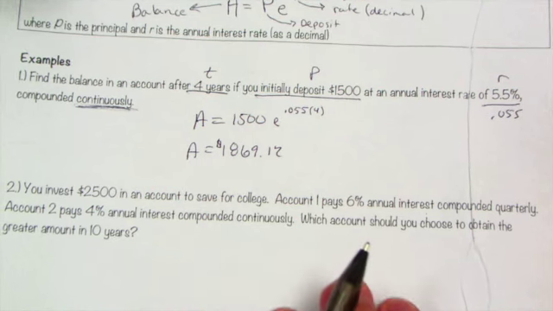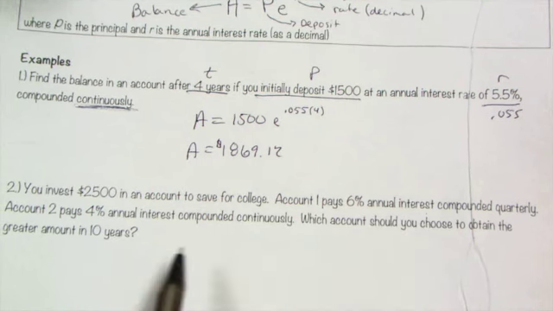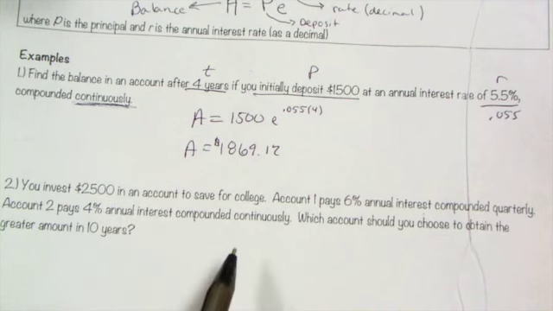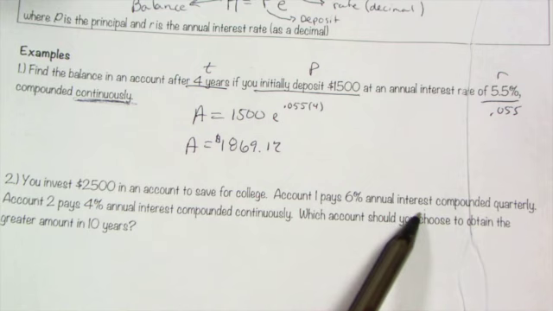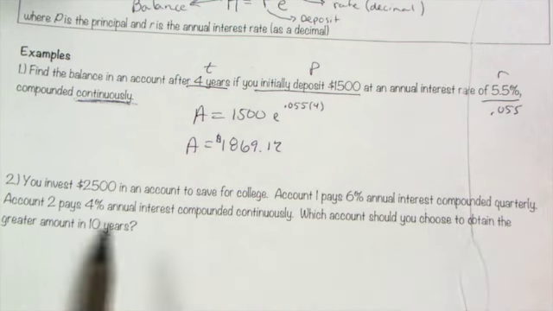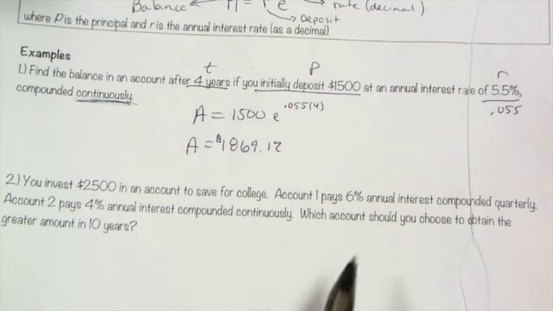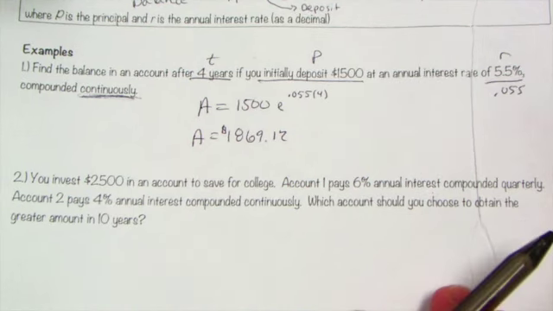Now this one, number 2, says to choose which one is better. So 2 says you invest $2,500 in an account to save for college. Account 1 pays 6% annual interest compounded quarterly. Account 2 pays 4%, so less interest, and compounded continuously. Which one should you choose to obtain the greater amount after 10 years?